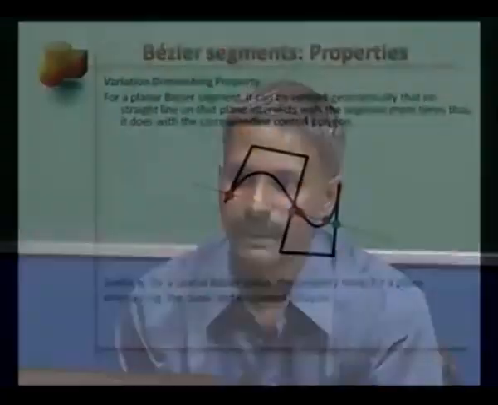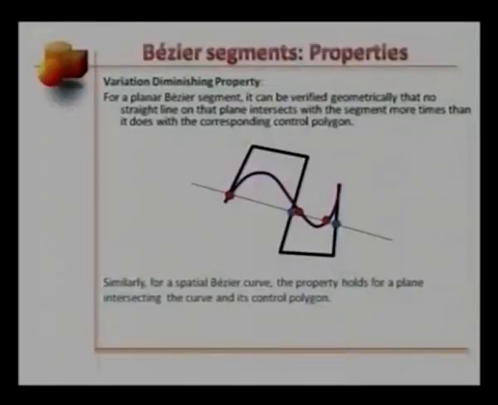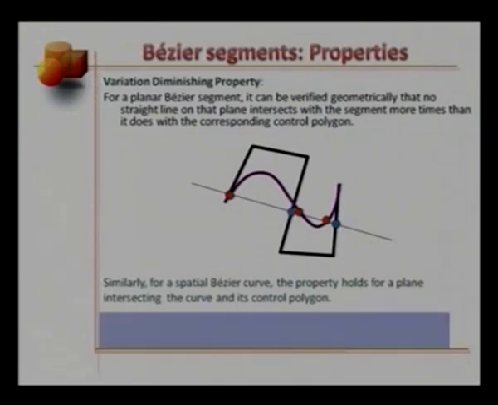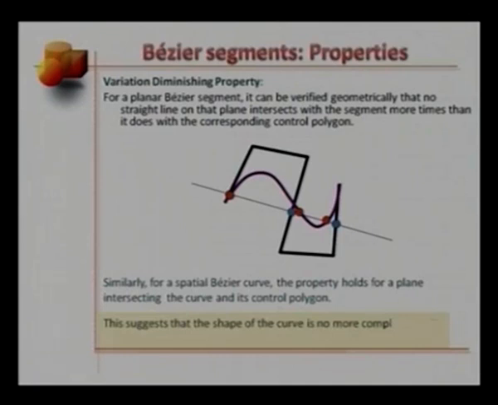In a three-dimensional case, for a spatial Bezier curve, the property holds for a plane intersecting a three-dimensional Bezier segment and its control polygon. This is what I have said before, that the shape of a Bezier segment is no more complex than its control polygon, and it's roughly predictable by the latter.